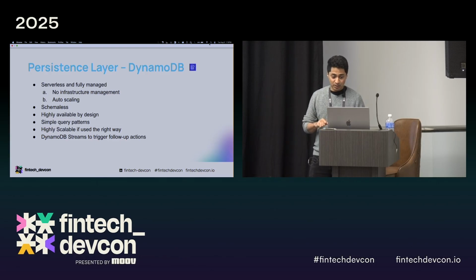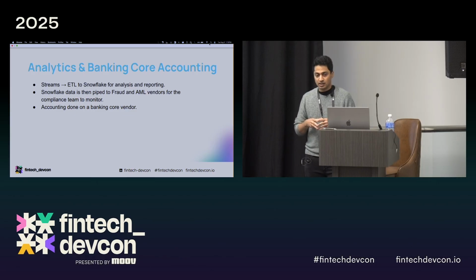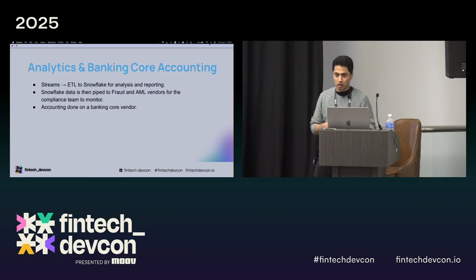It was highly scalable, and we used DynamoDB streams, which was really helpful, which sent a change data capture of all the items when they were coming in. We forwarded this to an ETL, we forwarded it to Snowflake, where a lot of analysis and reporting was done. This data was then piped to our fraud and AML vendors, wherein the compliance team was monitoring. Apart from this, we were also doing accounting on our banking core. This is the ledger of record.